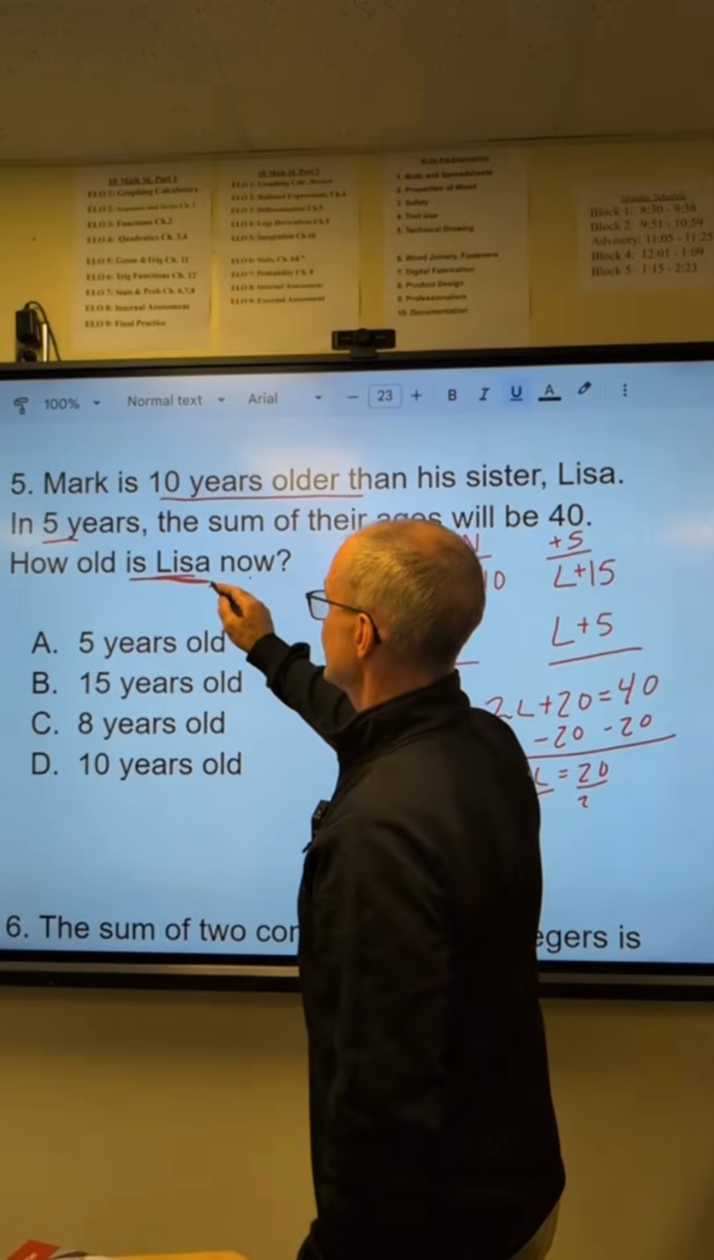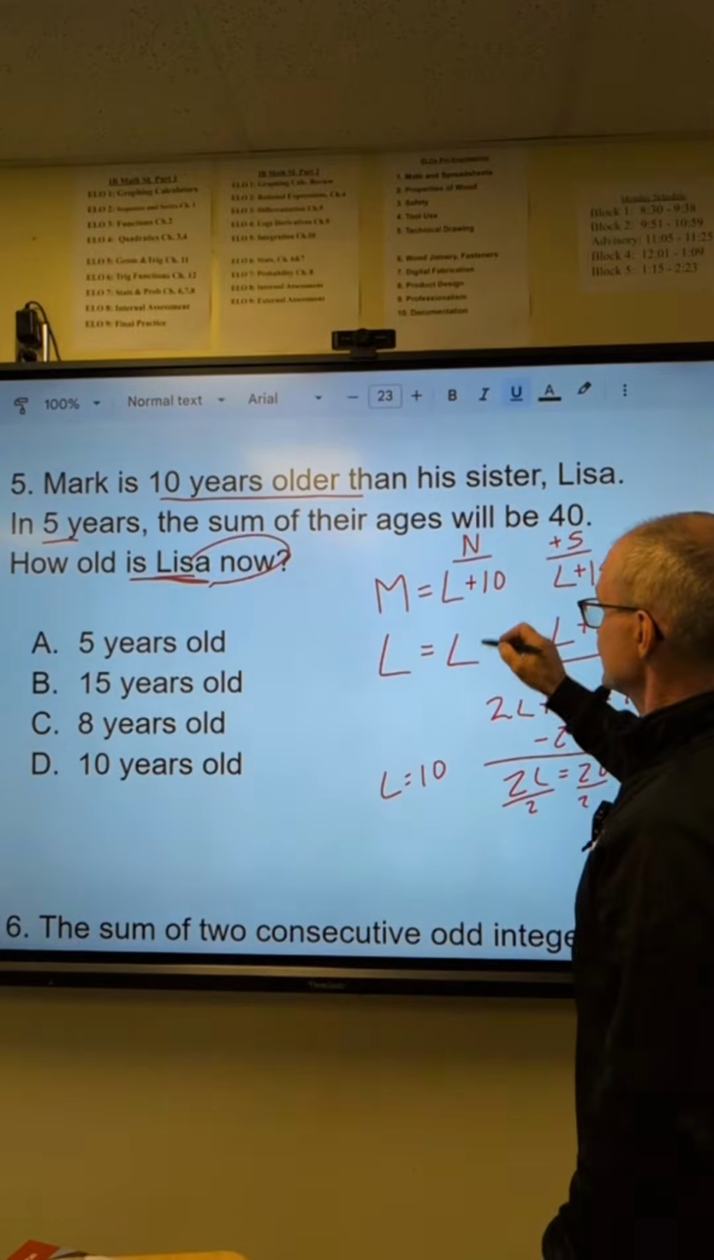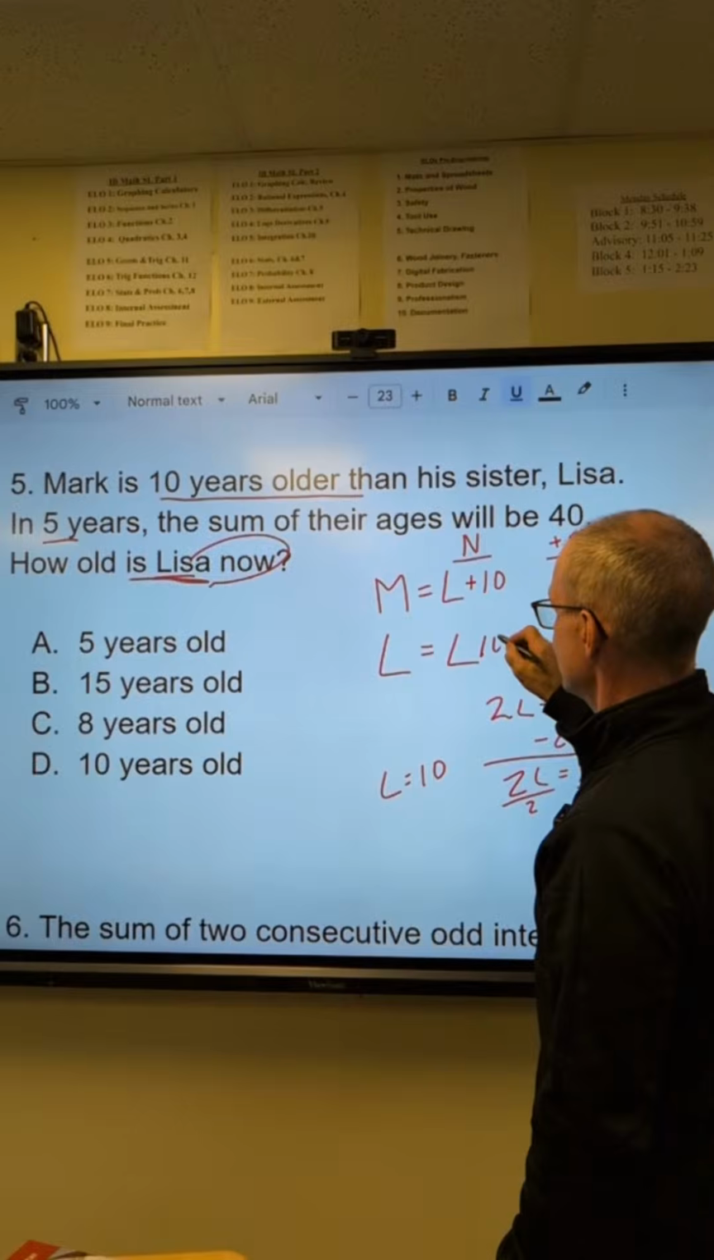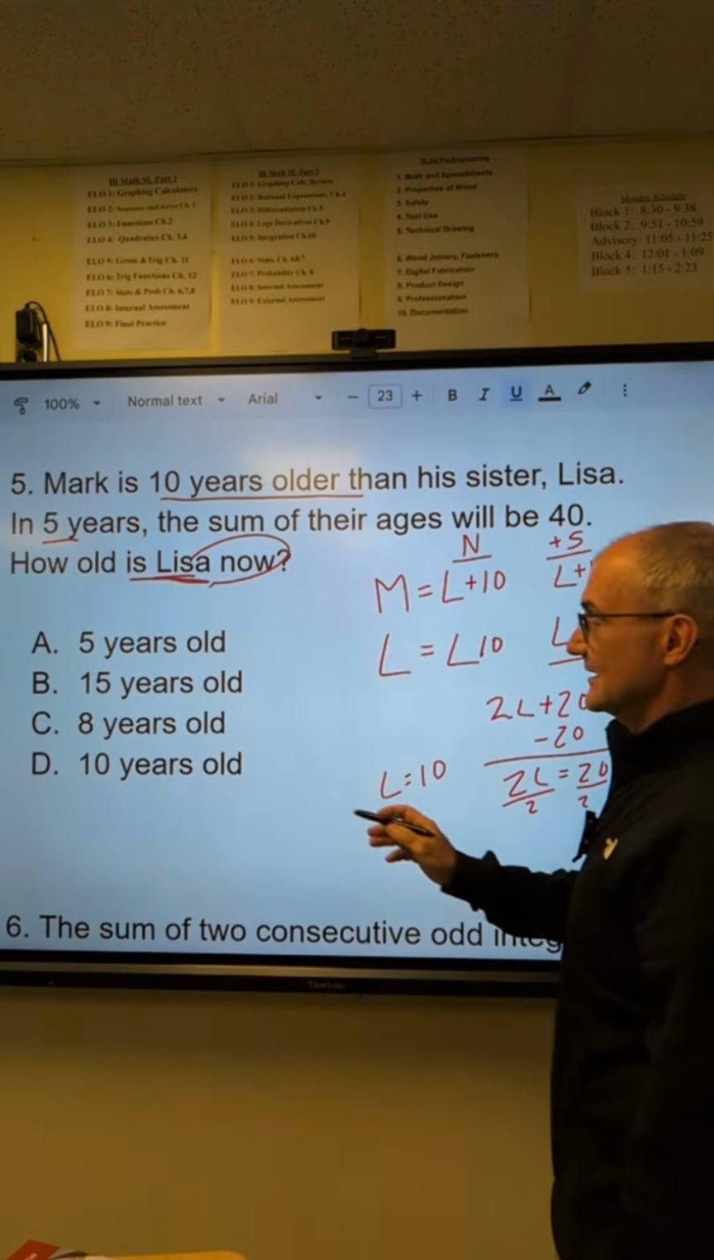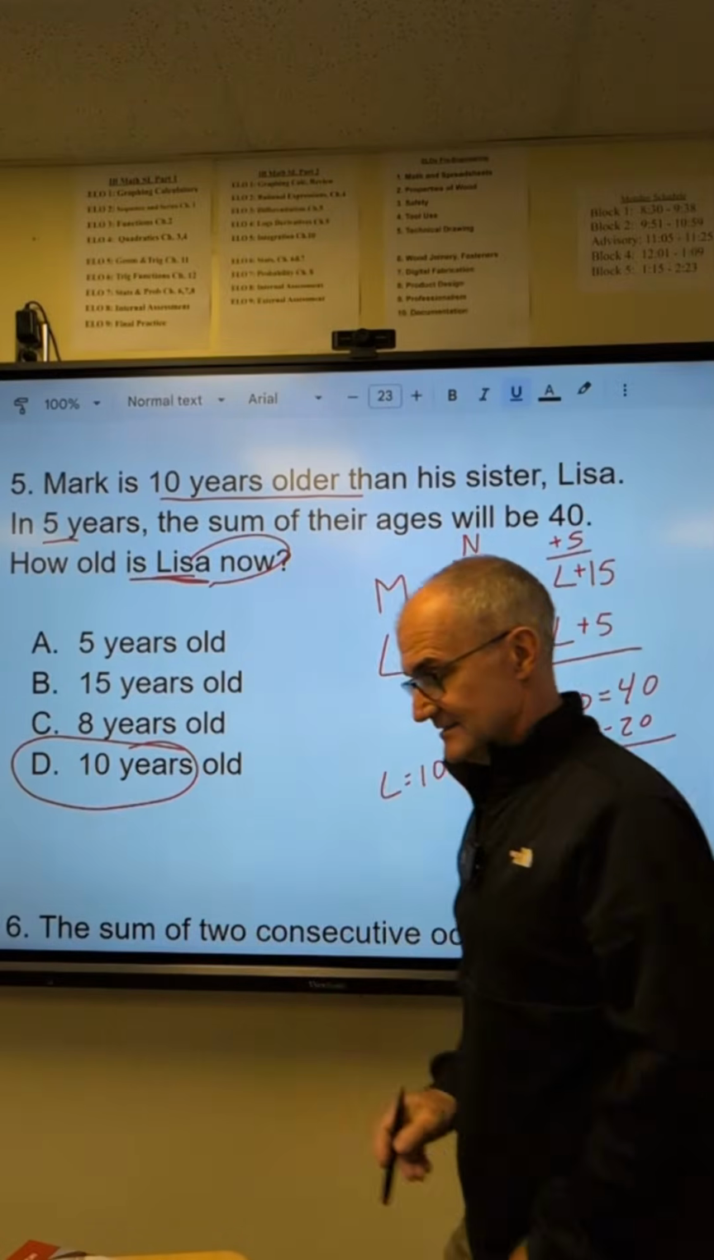How old is Lisa now? Well, that 10 goes in right here for Lisa. L is equal to 10. And that is now. So right now, Lisa is 10. Correct answer, answer D. Did you get that one right?